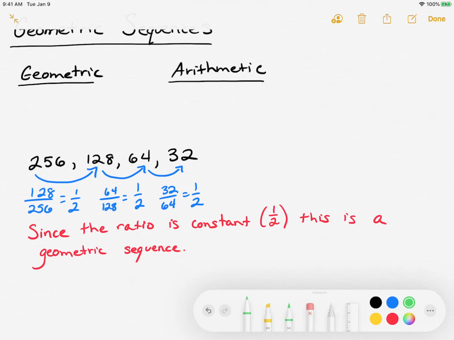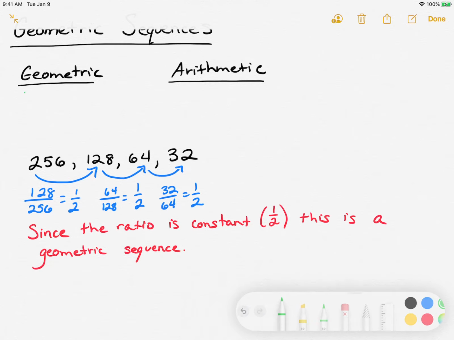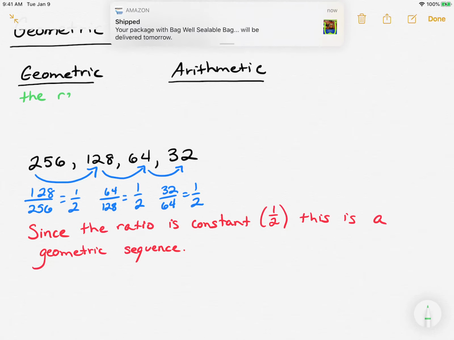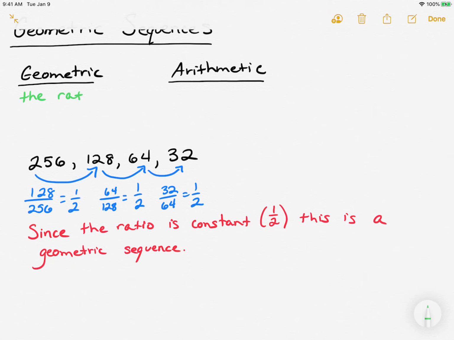So our definition of geometric sequence would be the ratio is constant.